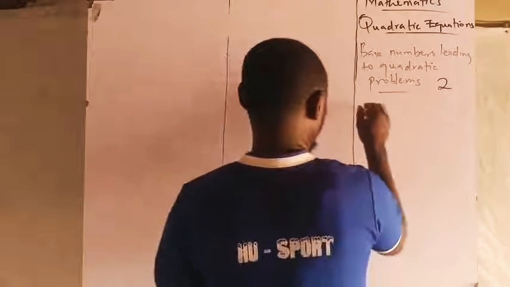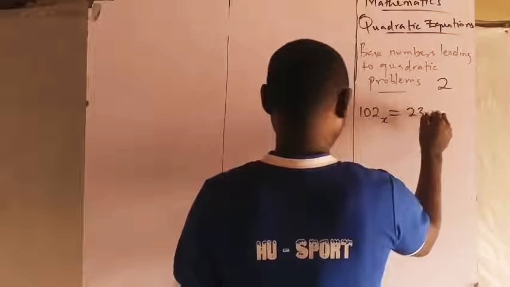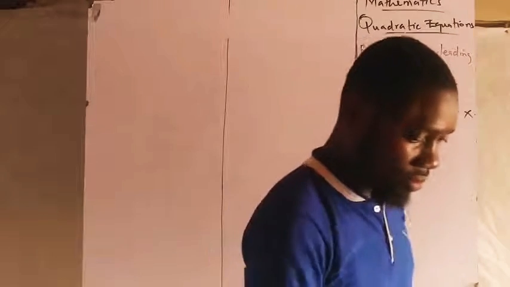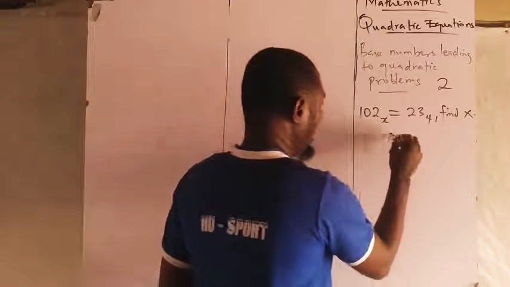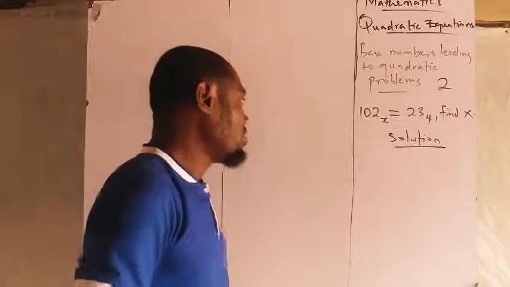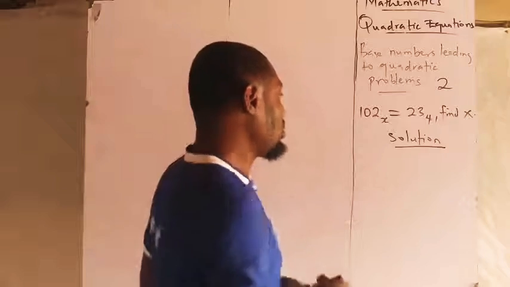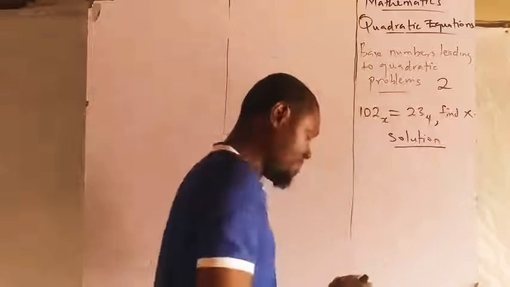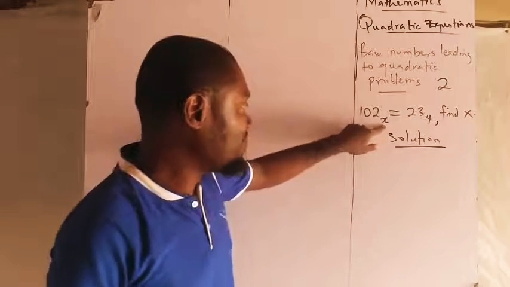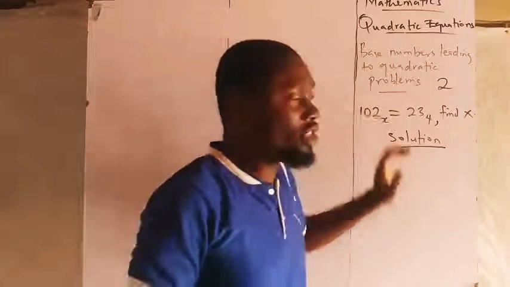We have 102 base x is equal to 23 base 4. You have to find x in this problem given. Now we cannot change this to base 10 and still keep this the way it is. We need to change the two numbers to base 10 directly. Why? Because x here is not a specific base. X is not known. So I will just need to change the two numbers to base 10 directly.